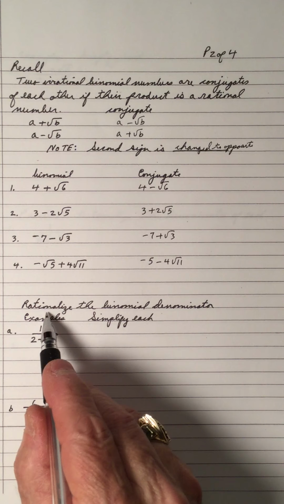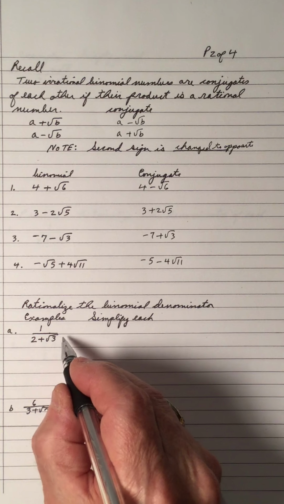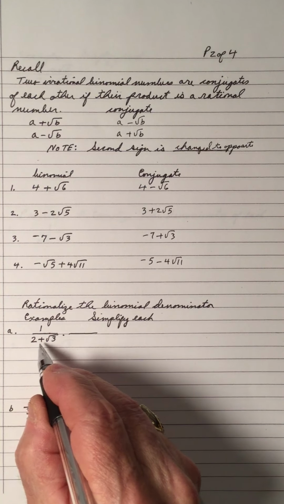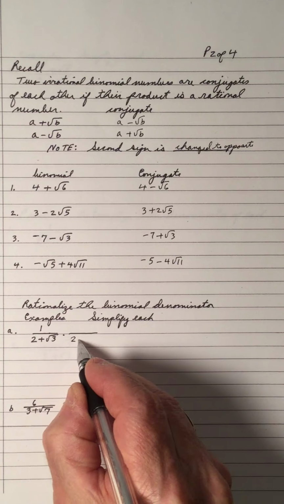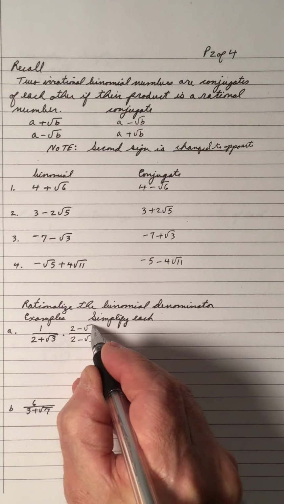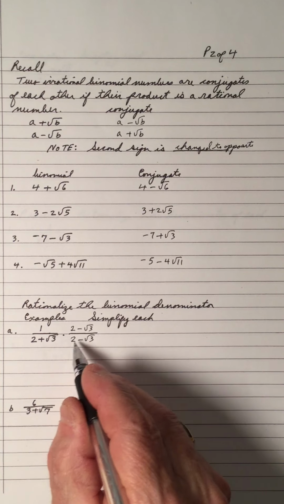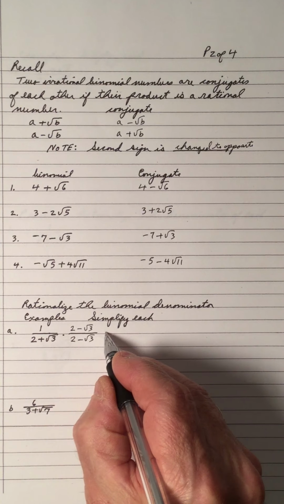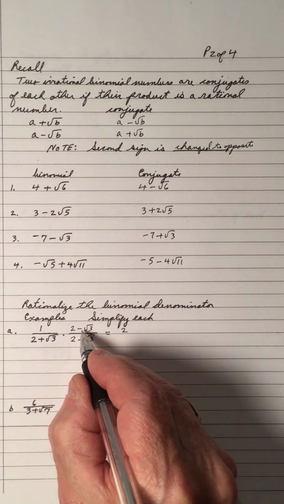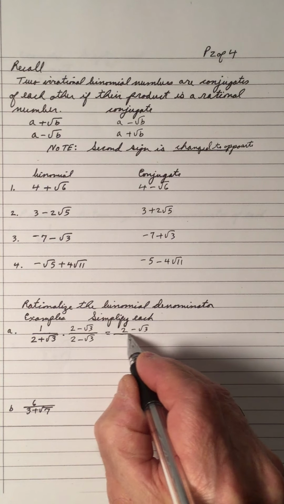In doing that, we're going to rationalize the binomial denominator. And we do that by multiplying by the conjugate. The conjugate of 2 plus root 3 is 2 subtract root 3. And we balance it by multiplying the top by the same binomial radical. And when we do that, 1 times 2 is 2. 1 subtract times negative root 3 is negative root 3.